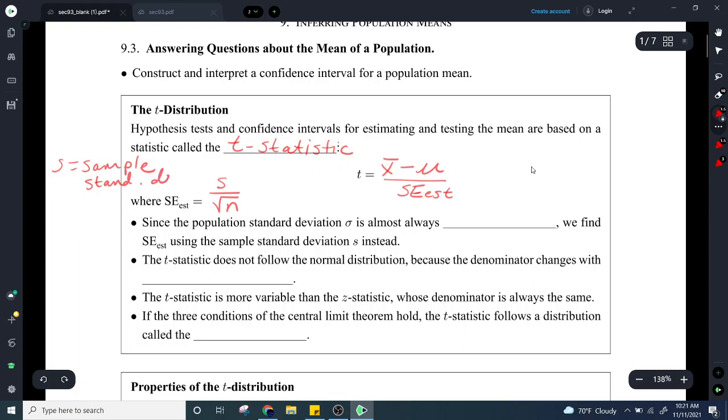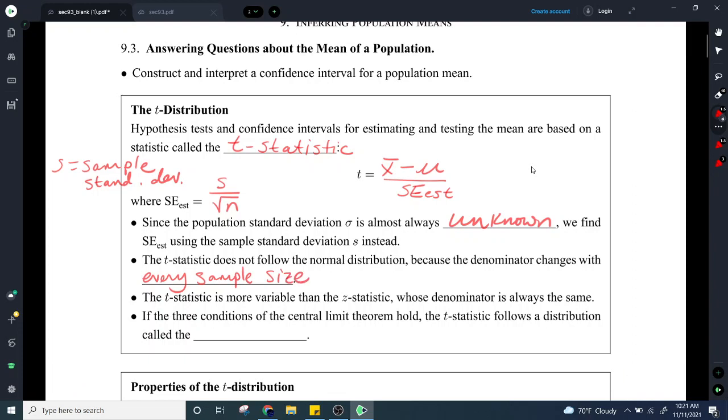So since population standard deviation sigma is almost always unknown, we're going to estimate what we think the standard error is using the sample standard deviation instead. The t-statistic doesn't follow the normal distribution because the denominator changes with every sample size. However, it's very similar in shape and has a lot of the same properties, which we're going to talk about in just a minute. The t-statistic is a little bit more variable than the z-statistic that we're used to.